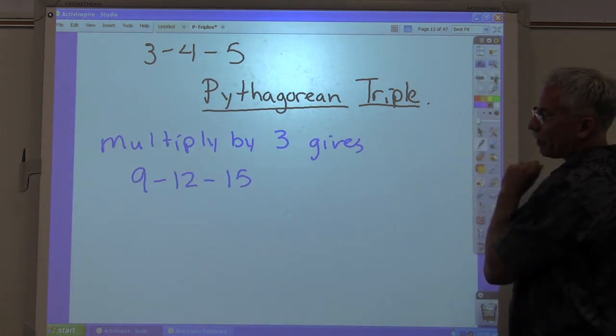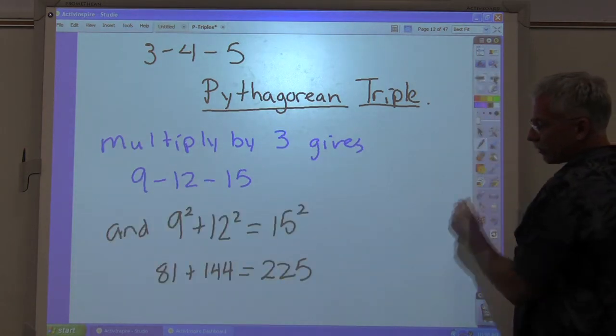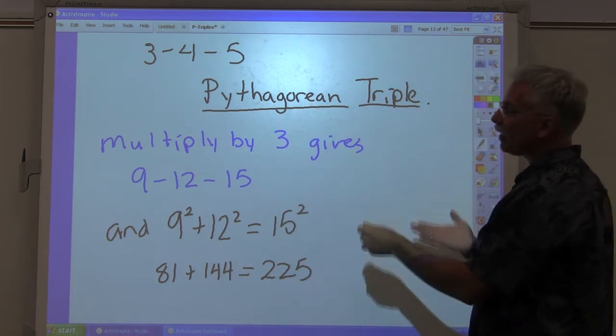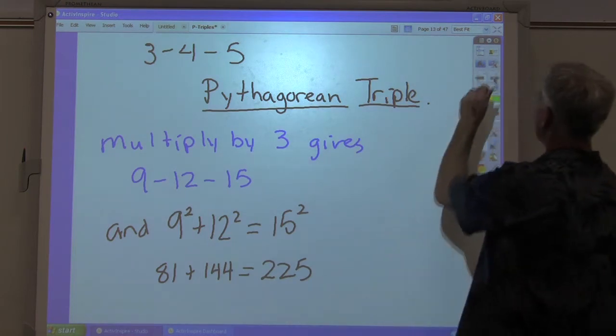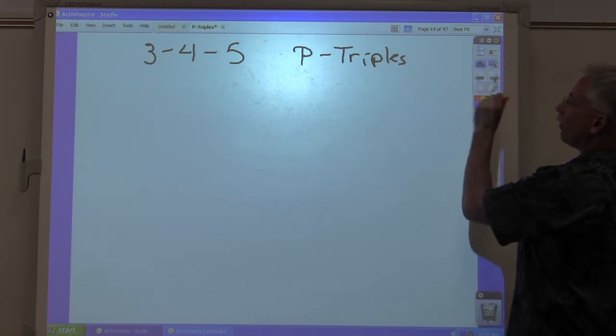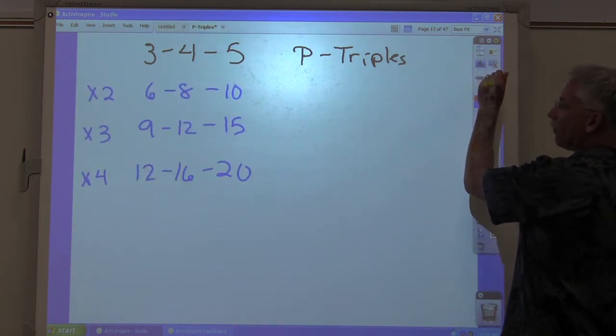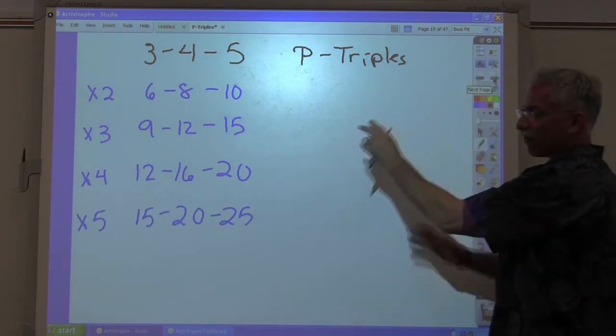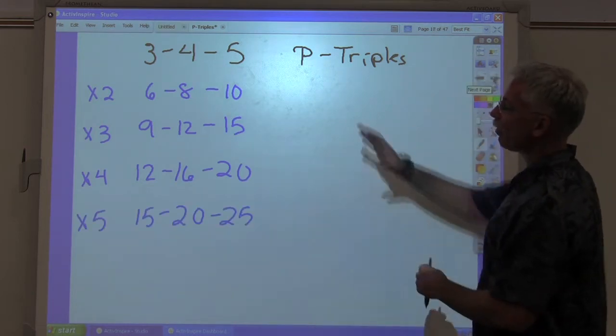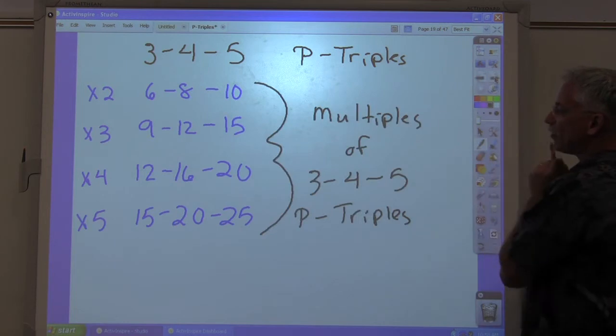It's a multiple of 3, 4, 5. So multiply by 3, I get 9, 12, 15, and it turns out that every time I multiply a P triple by some constant number, I get other P triples. So here are 3, 4, 5 P triples, times 2, times 3, times 4, times 5. I can do this forever and ever, infinitely many times. They're all multiples of 3, 4, 5 P triples.